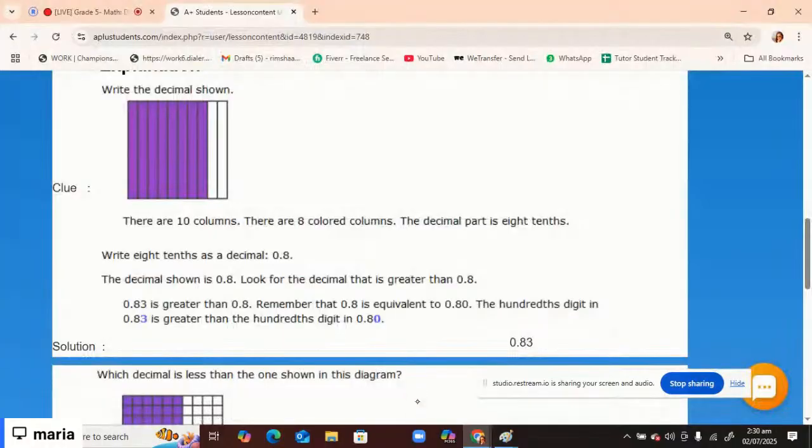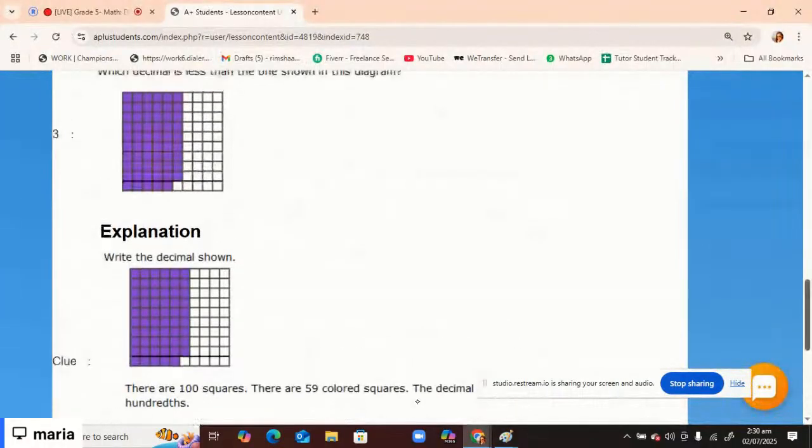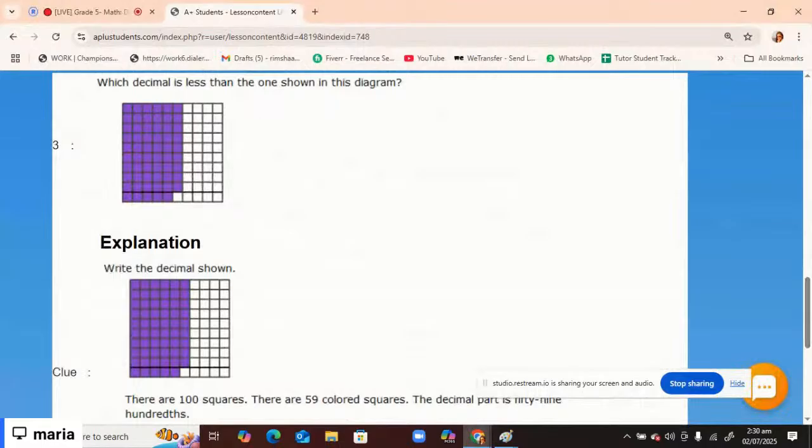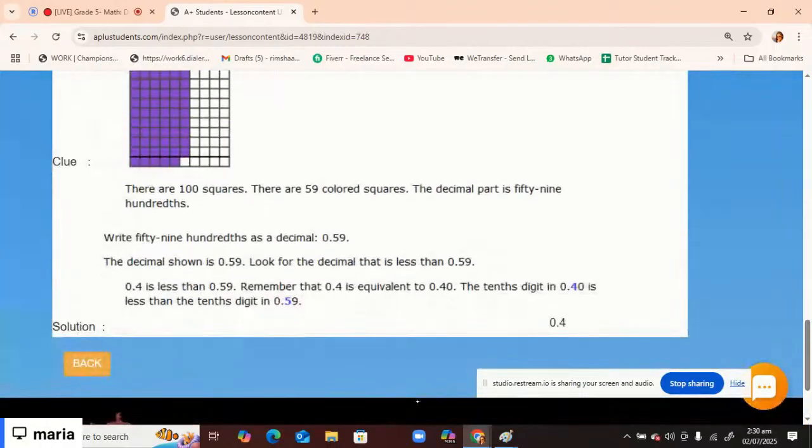Now let's discuss this one. The question asks which decimal is less than the one shown in this diagram. The diagram is given, there are a total of 100 columns and 59 are colored, so 59 out of 100 is 0.59. The decimal shown is 0.59. Now look for the decimal that is less than 0.59. Every decimal which is less than 0.59, if we take 0.4, 0.4 is less than 0.59.